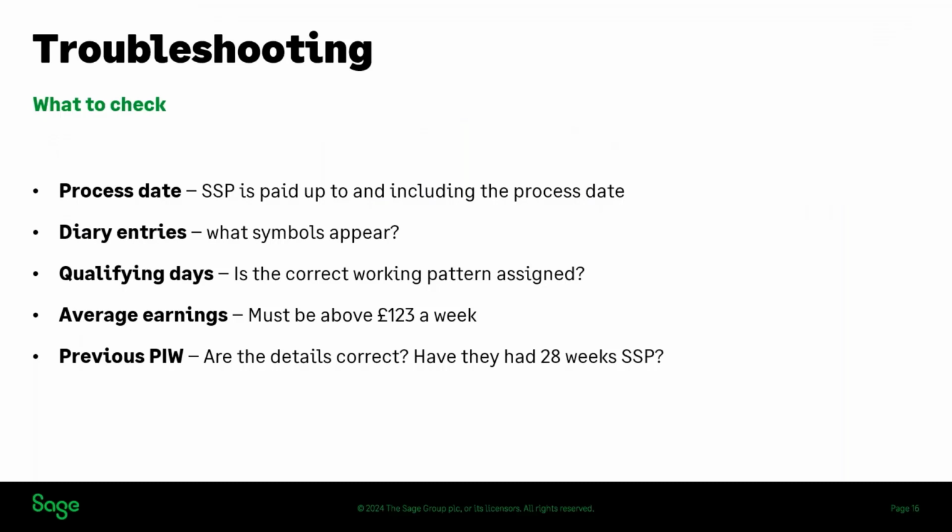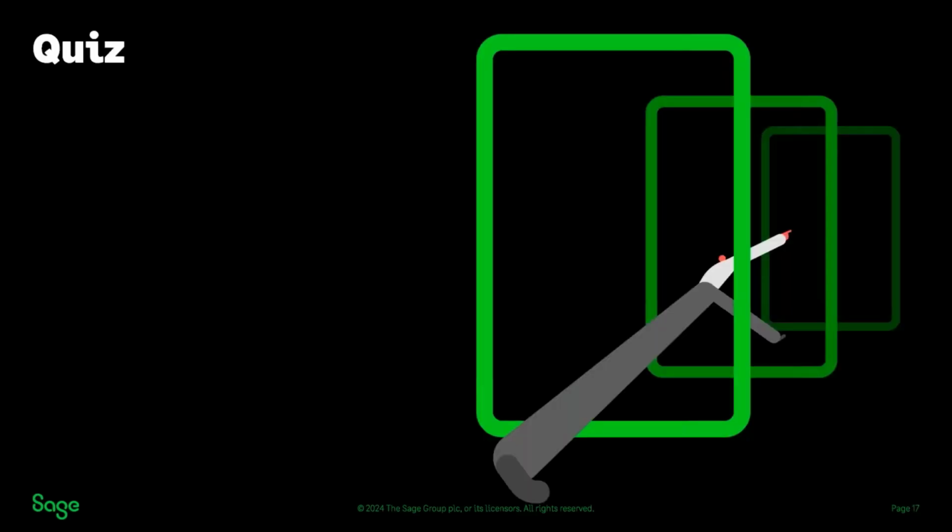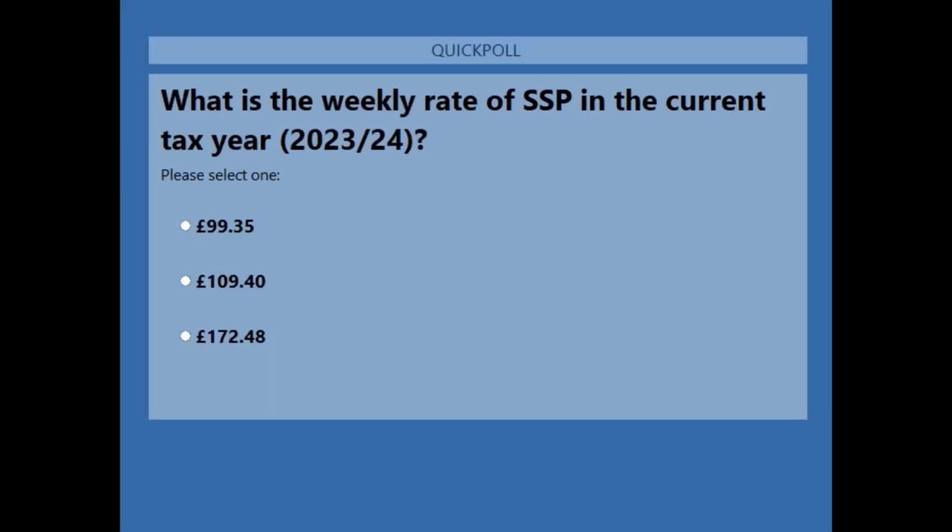So that's about it for the presentation, and it brings us on to arguably the fun bit of the session. So a bit of a knowledge check, 4 multiple choice questions for you to join in. We're going to use the polling feature to do this and give you about a minute on each of the questions. So do feel free to join in, and we will launch our first question, which is, what is the weekly rate of SSP for the current tax year?